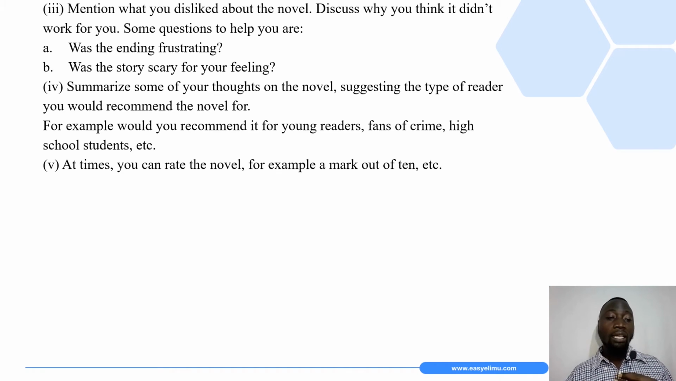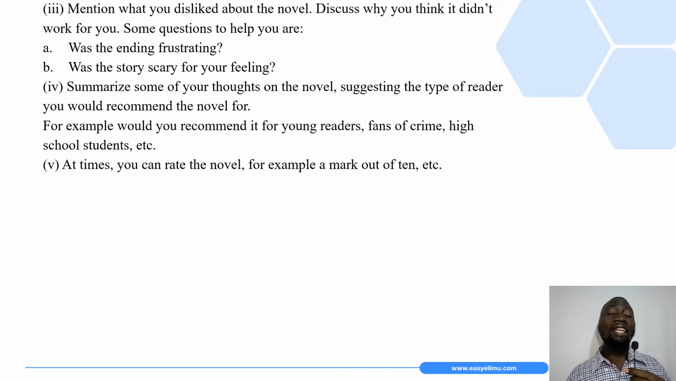Then lastly, at times you can rate the novel, for example, a mark out of 10. So having read the novel, depending on your take about it, you can give it some mark out of 10. For example, if it was below average, you can say that I rate it 4 out of 10, and you must give reasons why you are rating it 4 out of 10.